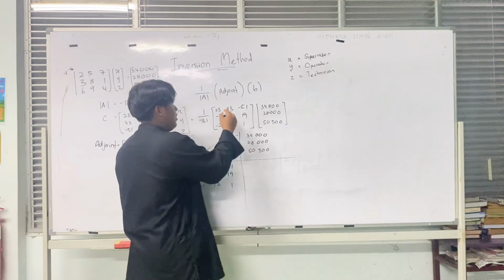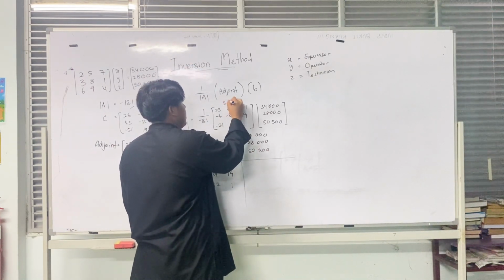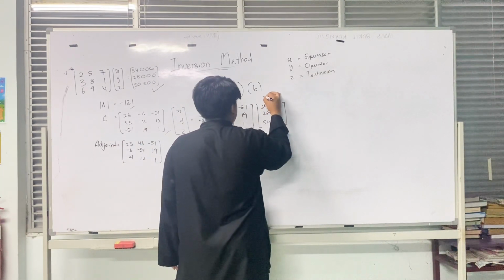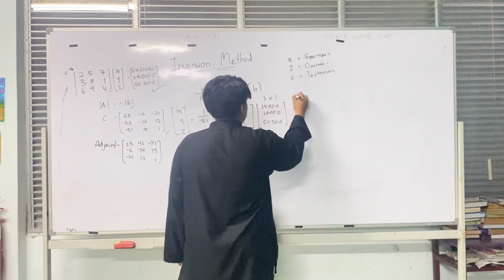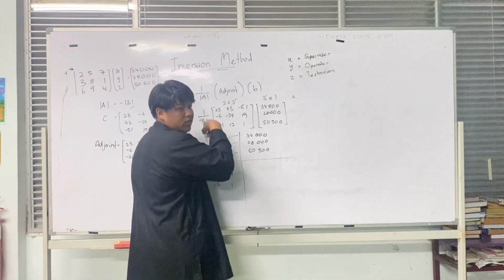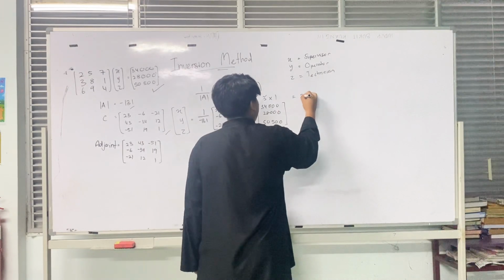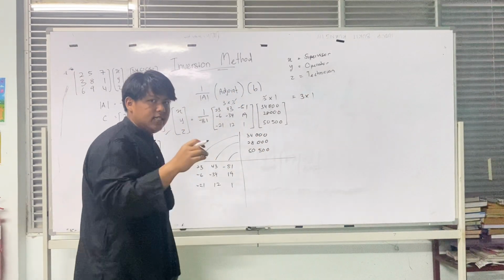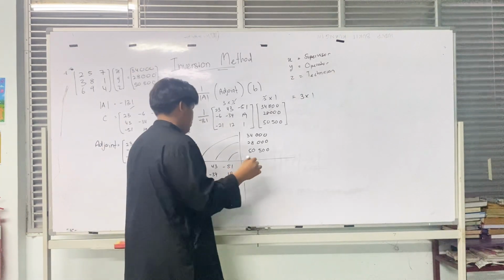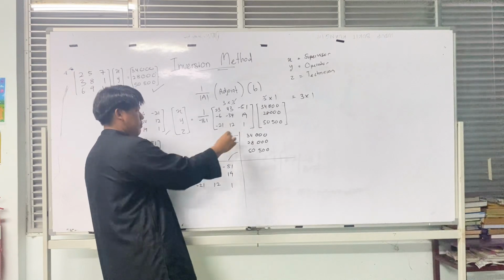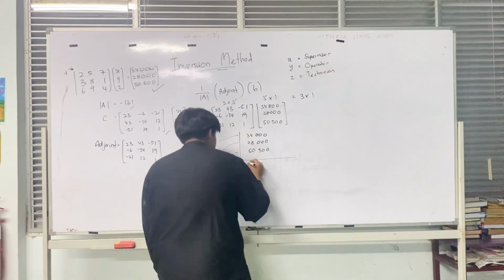Okay, first this is a matrix 3 times 3, and then this is a matrix 3 times 1. So we get 3 times 1. So the matrix for the answer we get is 3 times 1. Okay, so first 23 we multiply with 34,000.